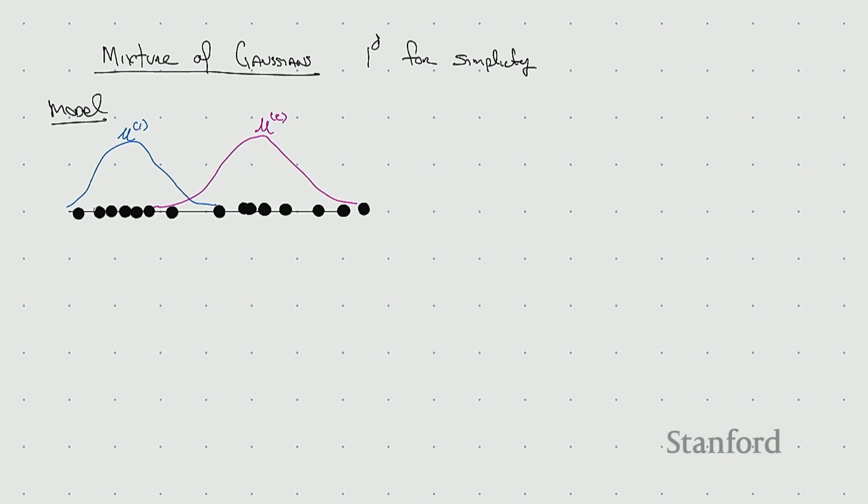Now what we see, unfortunately, is just the points. So this is the model over here, and this is what we observe: just the points in R. These are the xi's.